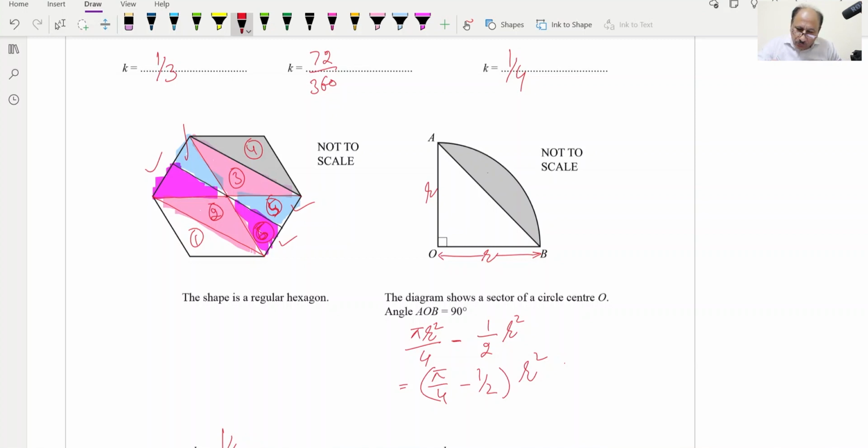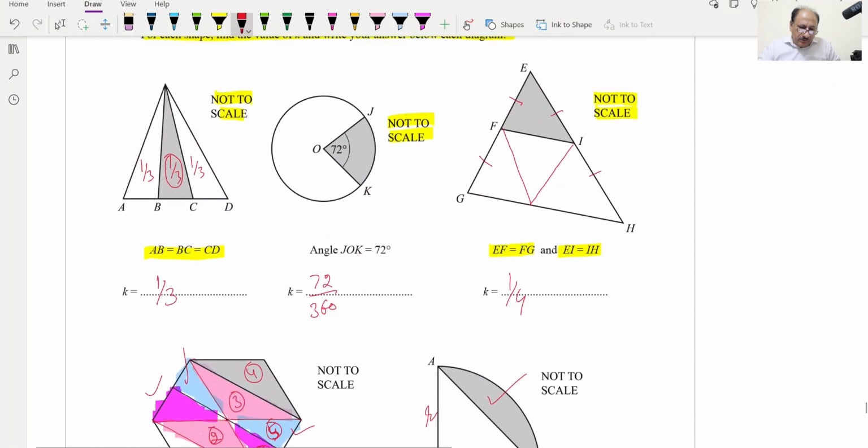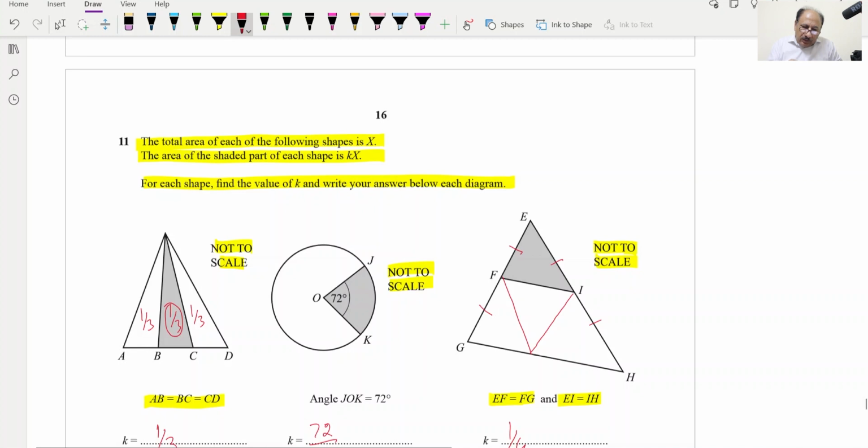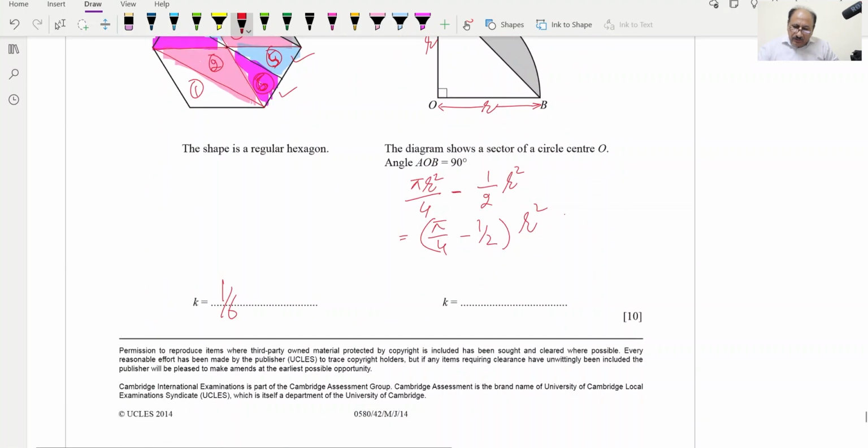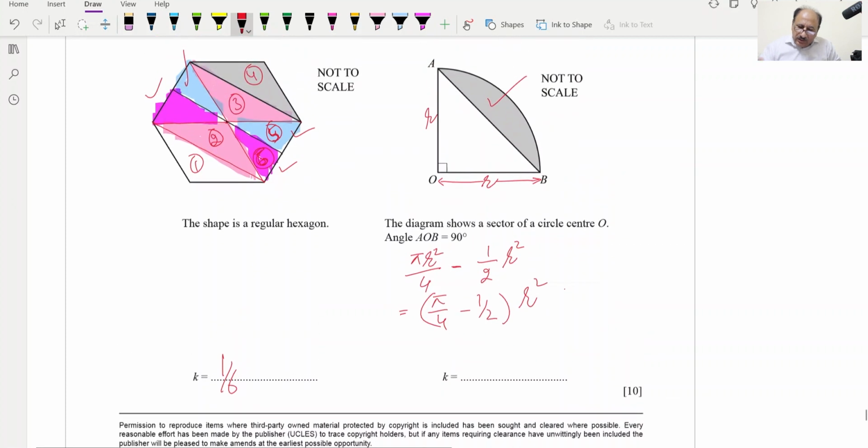But they are saying ratio of the shaded portion. They are saying the total area of the following shape is x. The area of shaded part of each shape is kx. For each shape, find the value of k and write your answer. So we will find the ratio. The ratio will be the shaded area divided by the total area. So we will divide this. I'll change the color so that you can understand. We can divide this by pi by 4 r squared, which is area of the whole quarter circle.